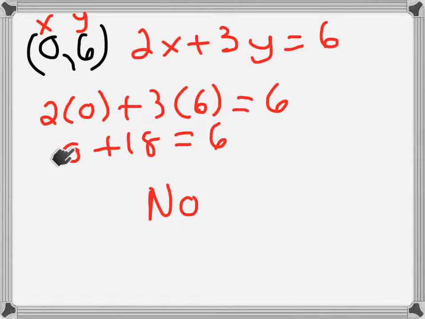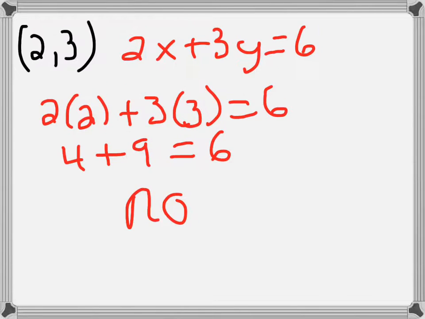2 times 0 is 0. 3 times 6 is 18. 0 plus 18 is not 6. The 2 has to go into the x spot. The 3 has to go into the y spot. 2 times 2 is 4. 3 times 3 is 9. 4 plus 9 is not 6.